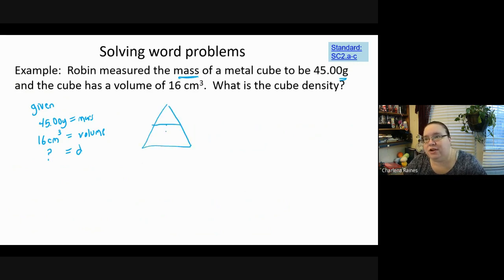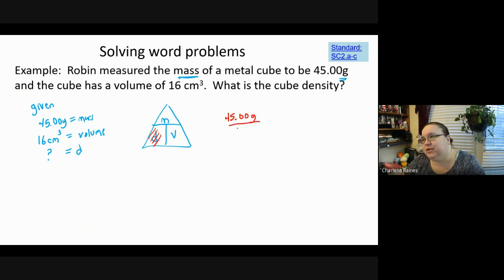So draw my little triangle, fill it in. I got to remember that I got to go to the DMV to get my license. That D always starts on that bottom left, doing a nice, pretty clockwise circle. So we are trying to find density. Coloring in the side that I don't know lets me see that I have to have mass over volume.